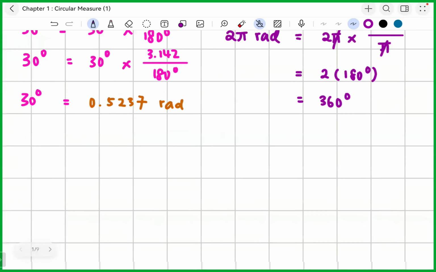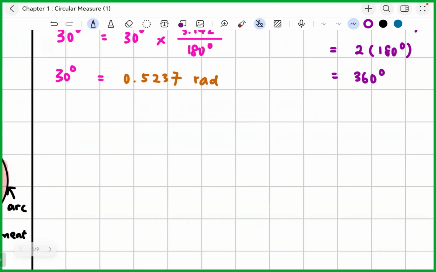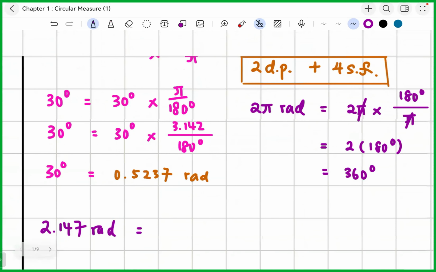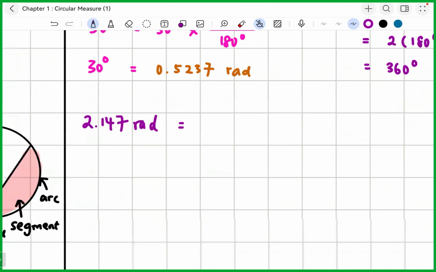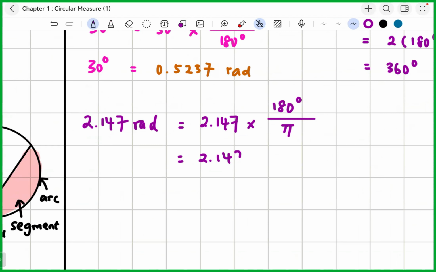Okay, so another case, let's say I want you to convert 2.147 rad to degrees. How to convert? If you want to convert radians to degrees, you have to times 180 over pi. So 2.147 times 180 degrees over pi. Substitute the value of pi, 3.142. Now you just press the calculator straight away to get the answer.